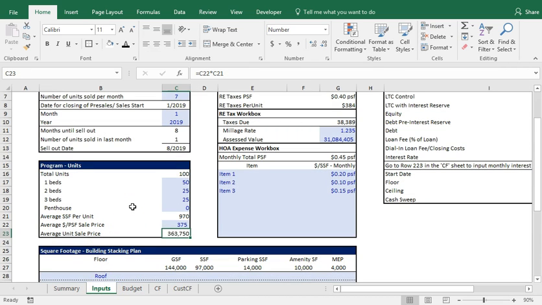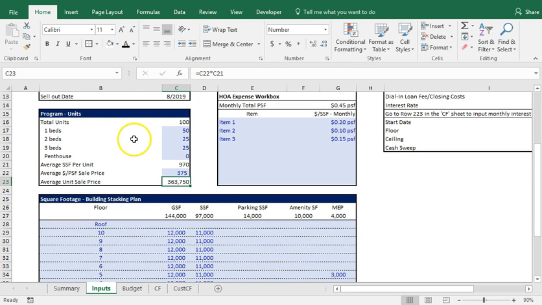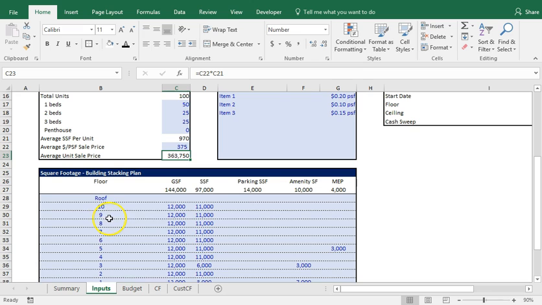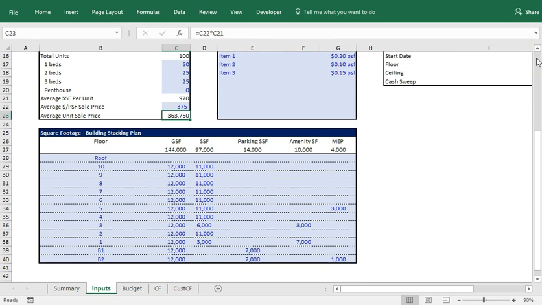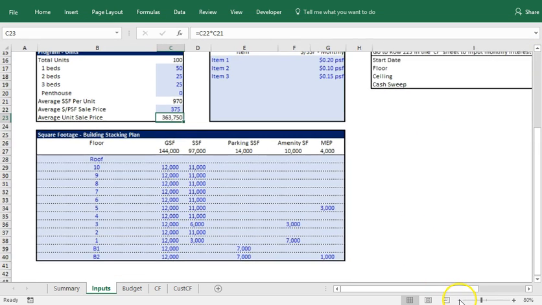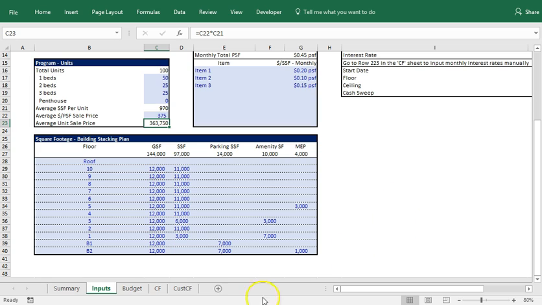And the way we derive this average unit sale price is very straightforward, and it uses both our program units workbox and our square footage, the stacking plan. All right, so let's close this up top and let's zoom out a bit, and we can look at both of these work boxes together. So how we derive our average unit sale price is through our sellable square footage.